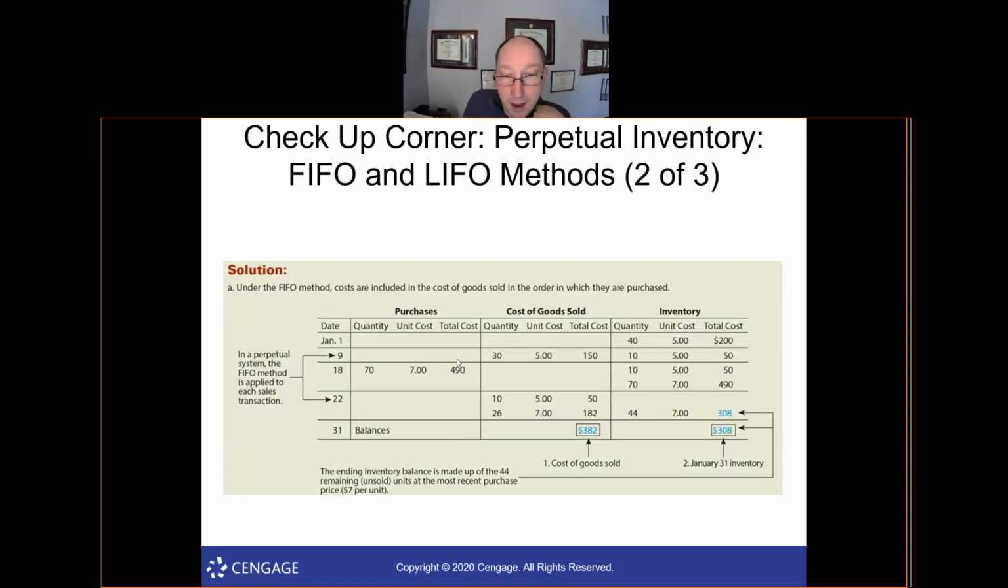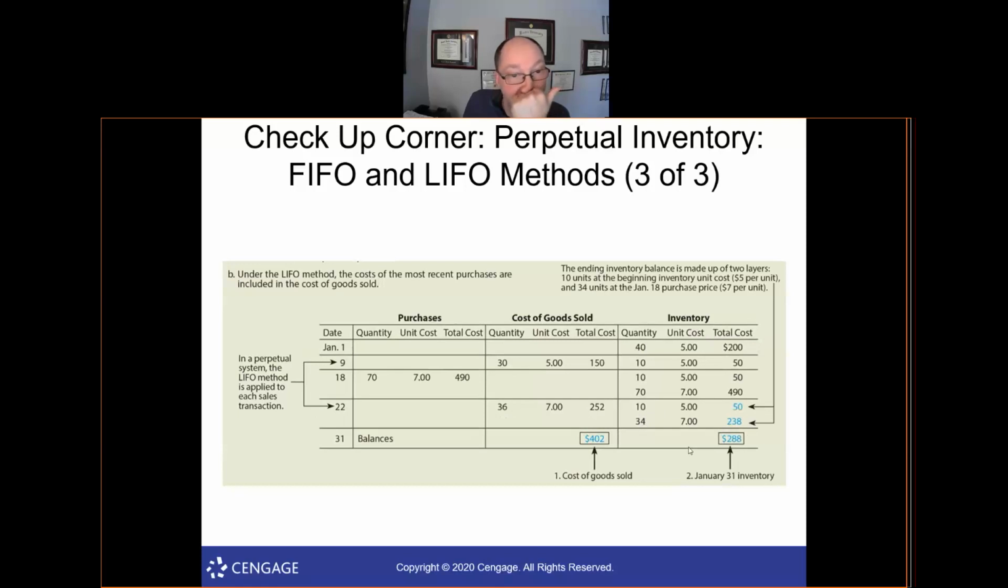So we figure out what is first in, first out, what is last in, first out. So using that data, this one's for first in, first out. We find that our total cost of goods sold is $382, and our ending inventory is $308. Using the last in, first out, we find our cost of goods sold is $402, and our ending inventory is $288.